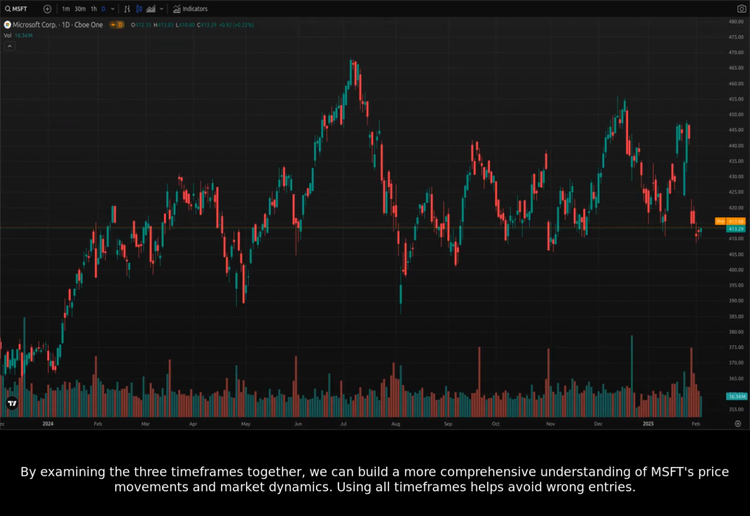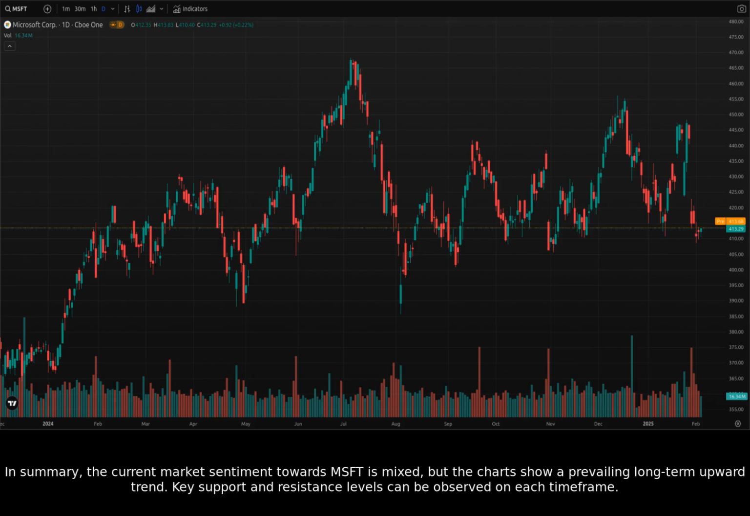By examining the three timeframes together, we can build a more comprehensive understanding of MSFT's price movements and market dynamics. Using all timeframes helps avoid wrong entries. In summary, the current market sentiment towards Microsoft is mixed, but the charts show a prevailing long-term upward trend. Key support and resistance levels can be observed on each timeframe.